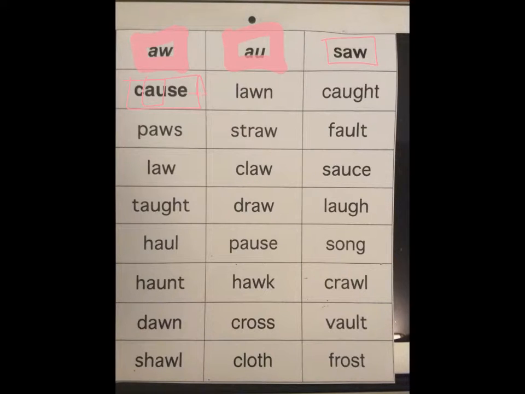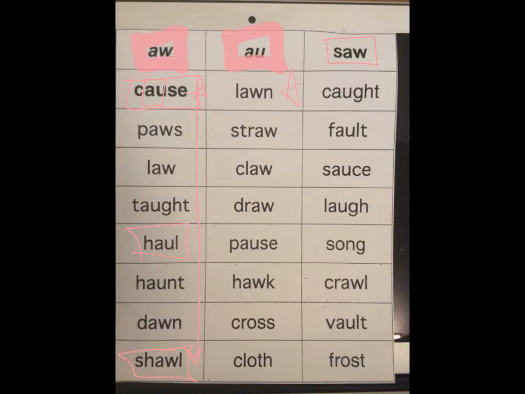We're starting in our first column. We have cause, pause, law, taught, haul, haunt, dawn, and shawl. Now, haul means that you're pulling something or towing something, and a shawl is something that you use to cover your shoulders, not necessarily a sweater, but it lays over you to keep you warm, almost like a blanket across your shoulders.